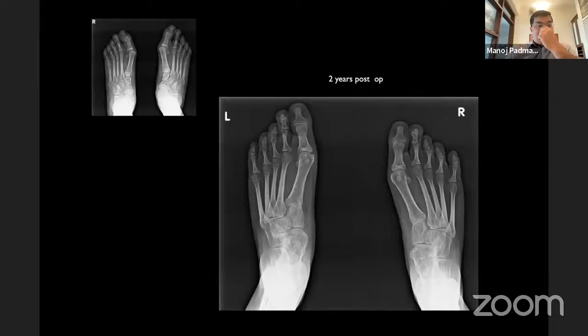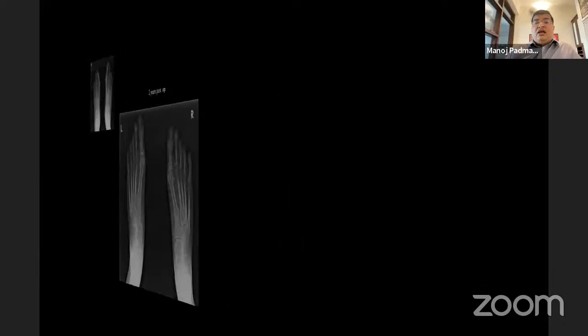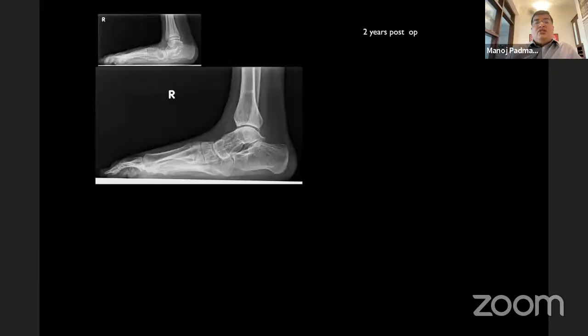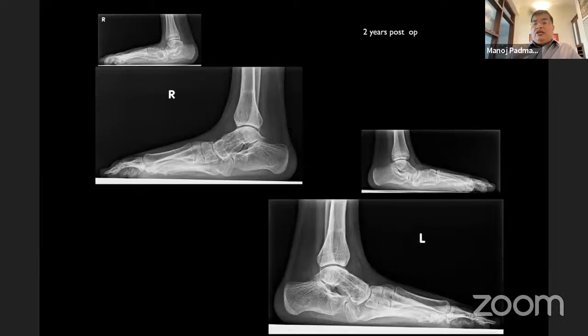And that's 2 years down the line. Her walking ability has significantly improved. She's able to walk up to about 30, 40 minutes with just a tripod. She could do stairs, which she couldn't do earlier, with just a stable construct. And you can see how the foot is aligned. On the lateral view as well, you can see the pre-op picture, the smaller frame, and you can see how the talonavicular sag has been addressed, and the talus is collinear now. And here again, you can see that the talonavicular alignment has been restored and fused, and the talus-first metatarsal alignment has been restored.